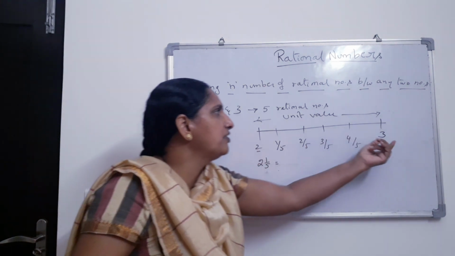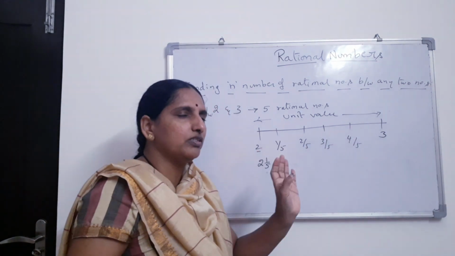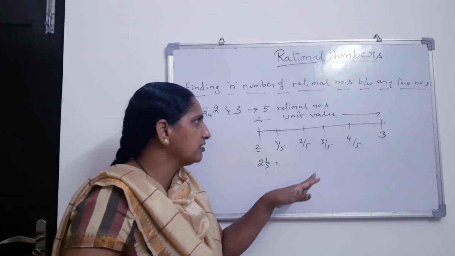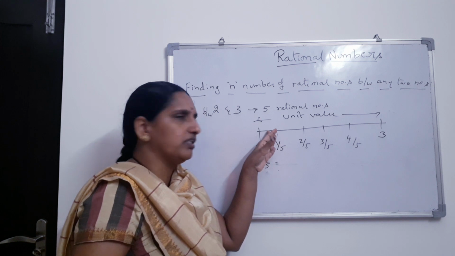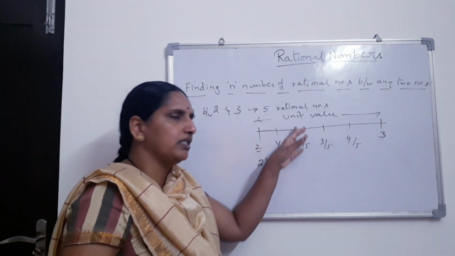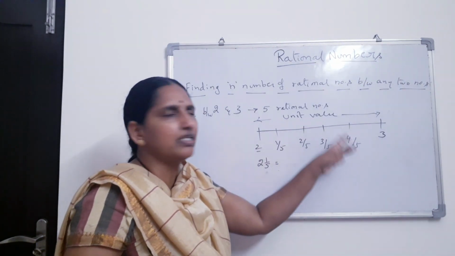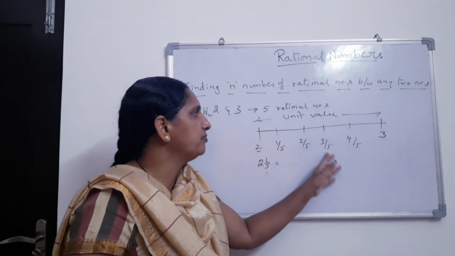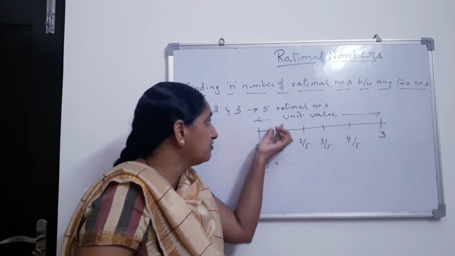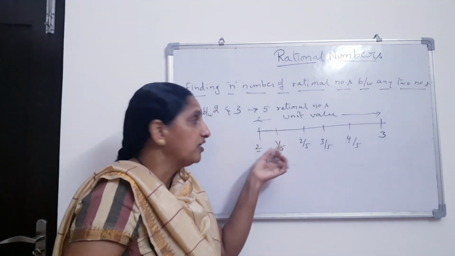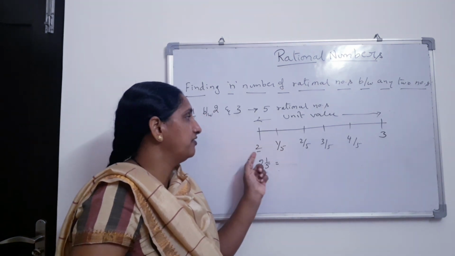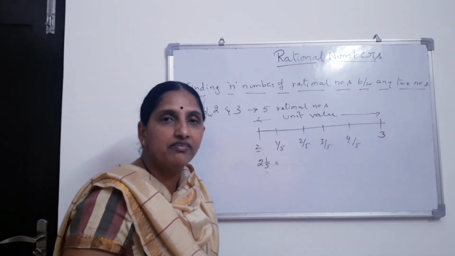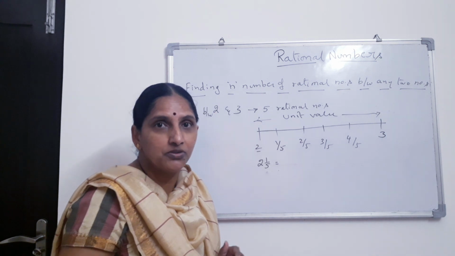So between 2 and 3, just simply close your eyes and however many rational numbers you want, say 10 rational numbers, you start with 1 by 10, 2 by 10, 3 by 10, 4 by 10, 5 by 10, 6 by 10, like that. Now I have 1 by 5, 2 by 5, 3 by 5, 4 by 5, but you can't take just 1 by 5 as your location. You have to take 2 1 by 5, 2 2 by 5, 2 3 by 5, 2 4 by 5. These are the rational numbers, okay?